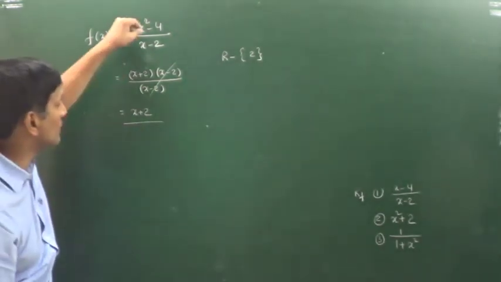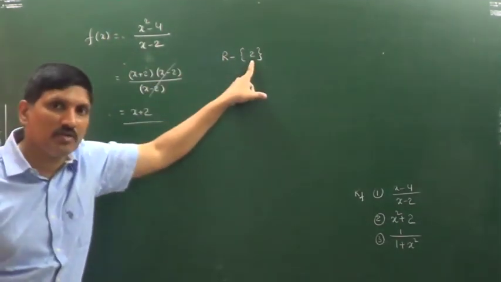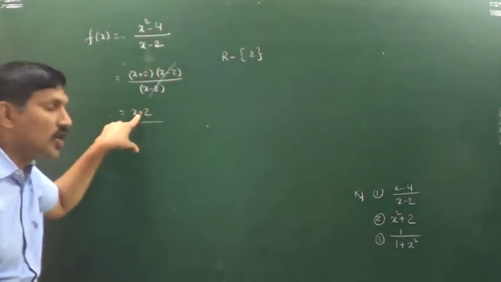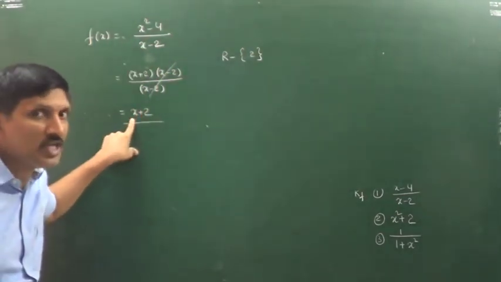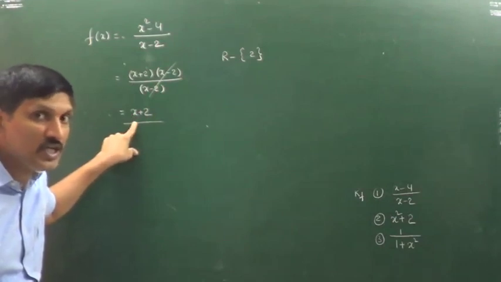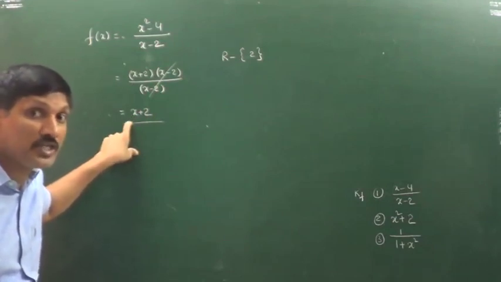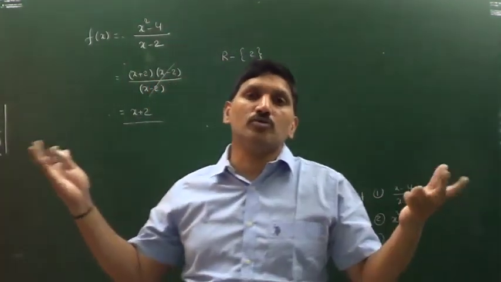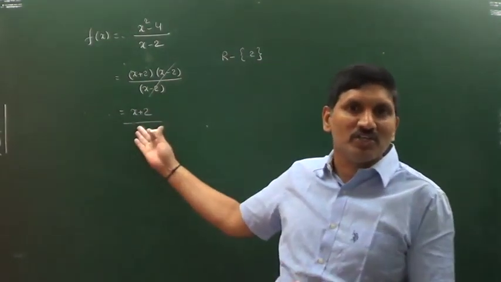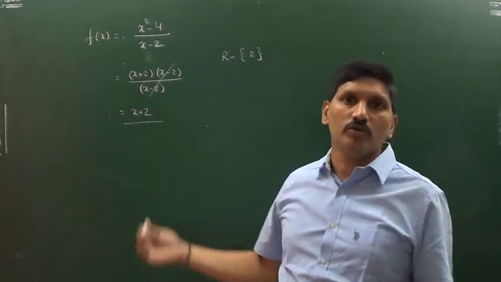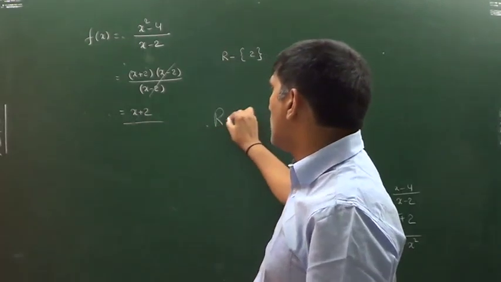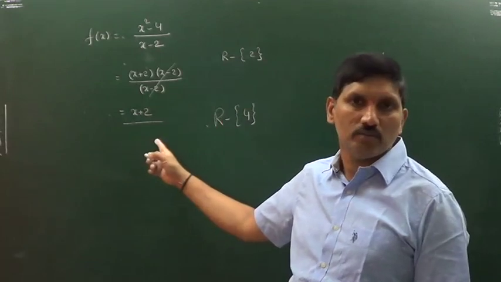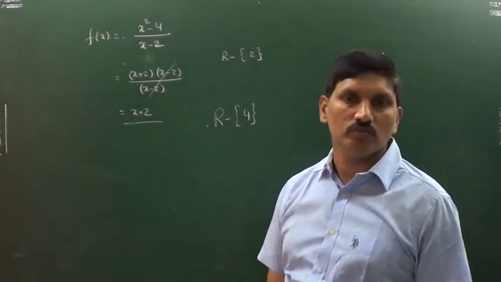What are we not giving as input? We are not giving 2 as an input. If you give 2, what answer will we get? If 2 is given, we will get 4. That's why we won't get 4 as an output, because we are not giving 2. So range for that function is all real numbers excluding 4. You never get 4 here because we are not giving 2.